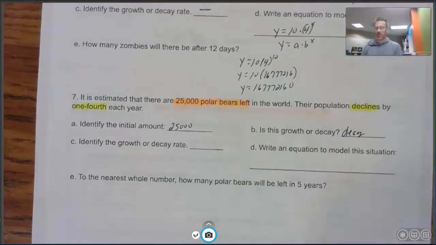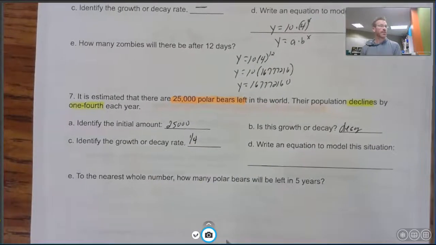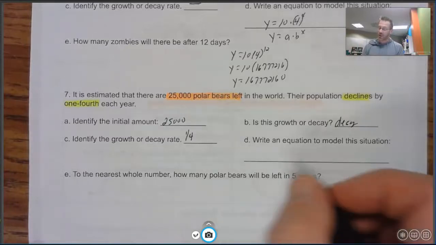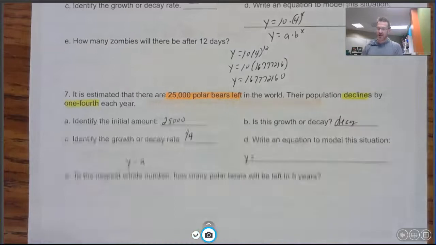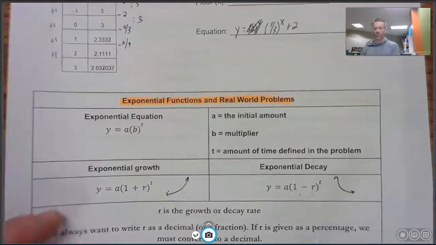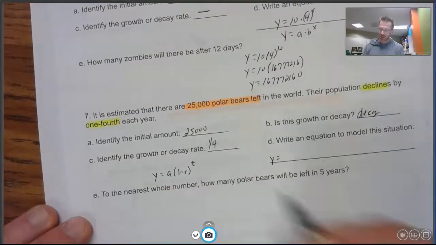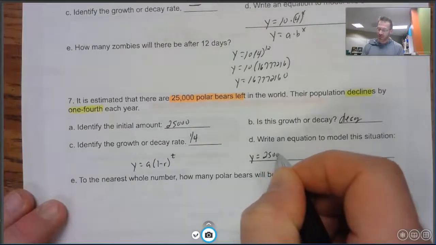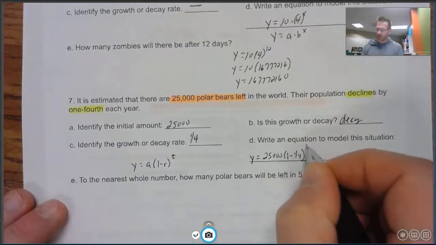And our growth or decay rate is 1/4. So now that's what our rate is. So now we want to write an equation. So this is y equals, and then if we go back, since it's decay rate, we want this, and we have to subtract that rate from 1. So it's going to be 1 minus r to the t like that. Say our initial amount of polar bears is 25,000, and then 1 minus 1/4 to the t.